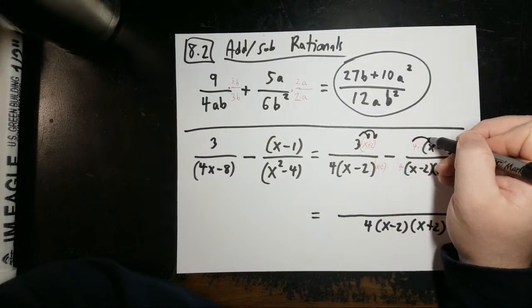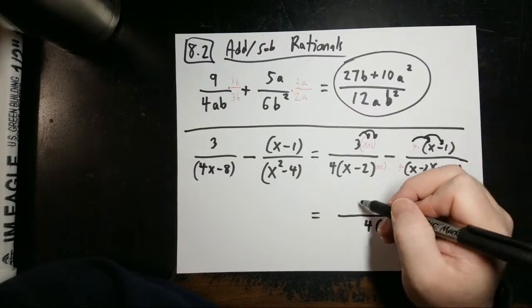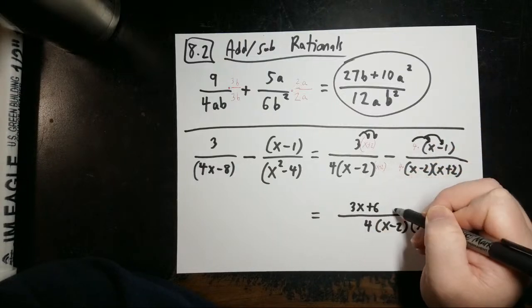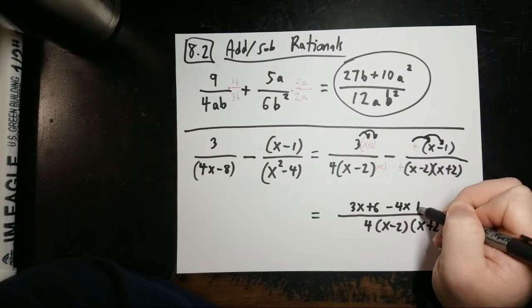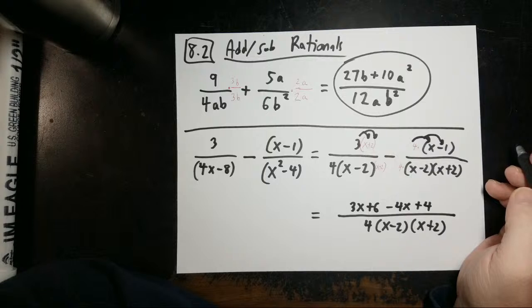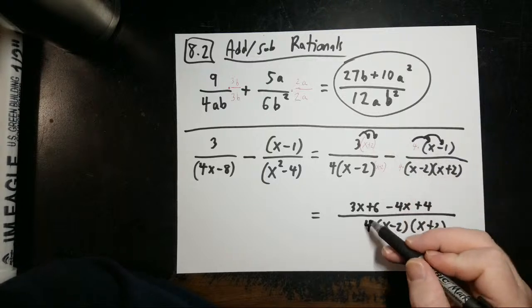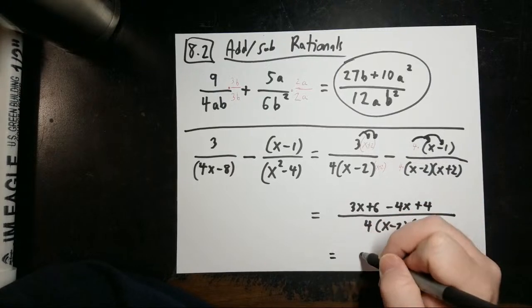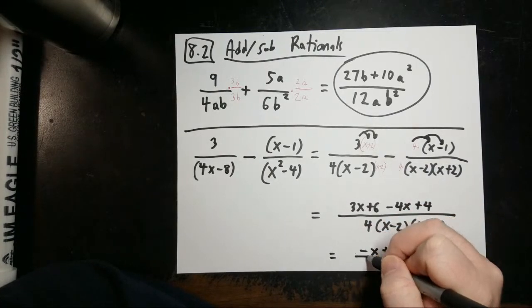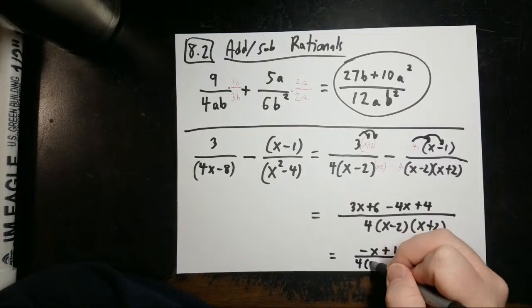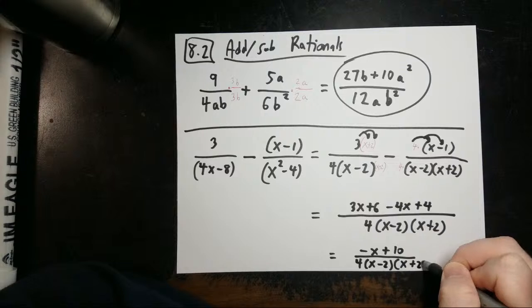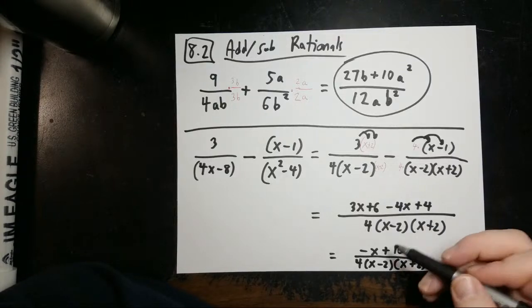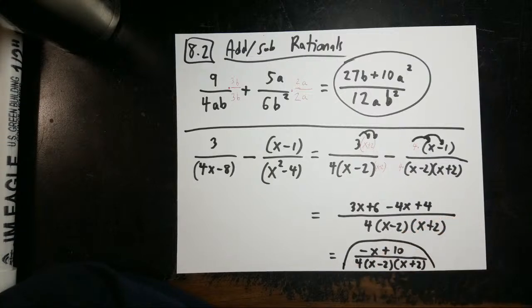But the top, mind you, that's a -4. The top would become 3x plus 6 minus 4x plus 4. Let's just see what happens now. That actually becomes what? -x plus 10. That's weird. -x plus 10 over 4, x minus 2, x plus 2. The top of that fraction cannot factor any farther. You must always double check to see if you can factor farther. But since it can't factor, we're done. That is what the answer would end up being.